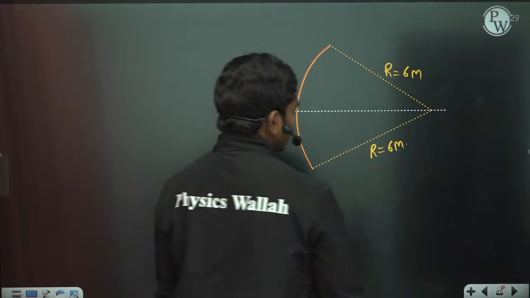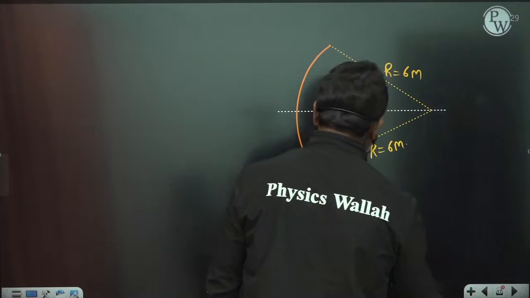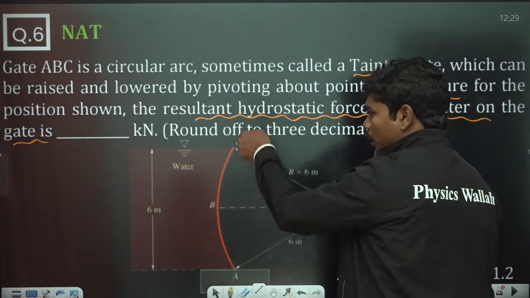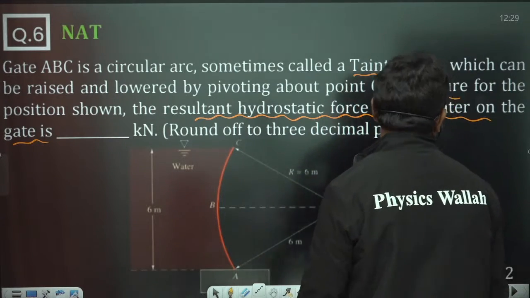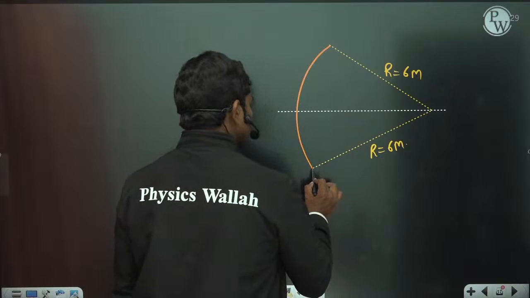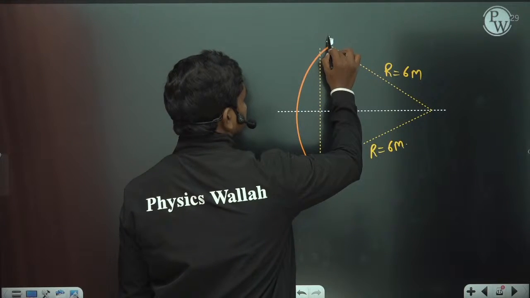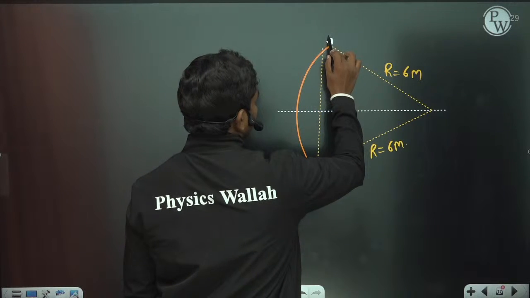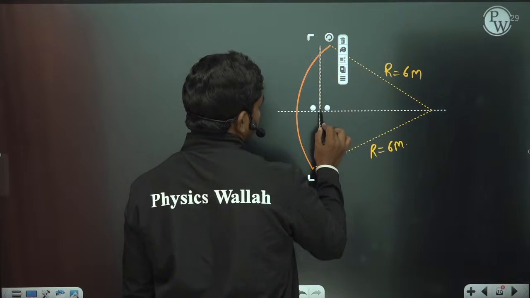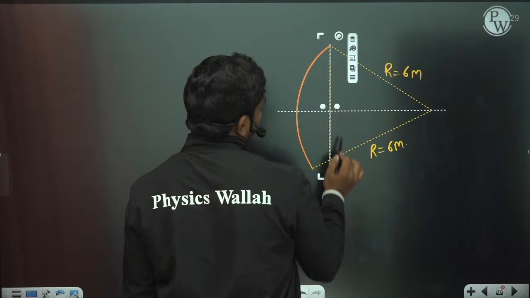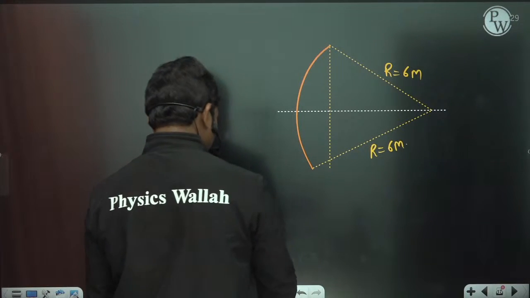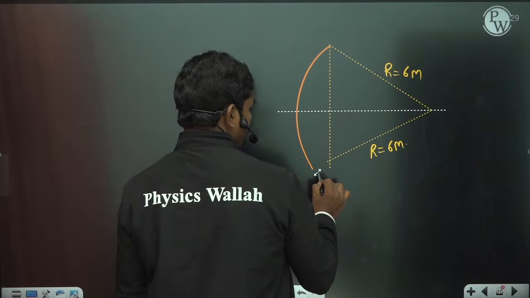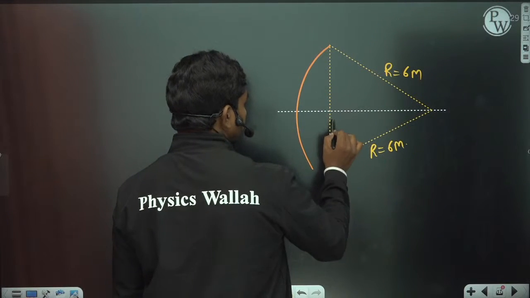And 6 meters. It's given clearly that the height of the water level is also 6 meters. Means if you see this point, distance AC is also 6 meters. So this distance is also 6 meters. So this height is 6 meters. So let us suppose if you draw like this, then let us draw the arc at this location.